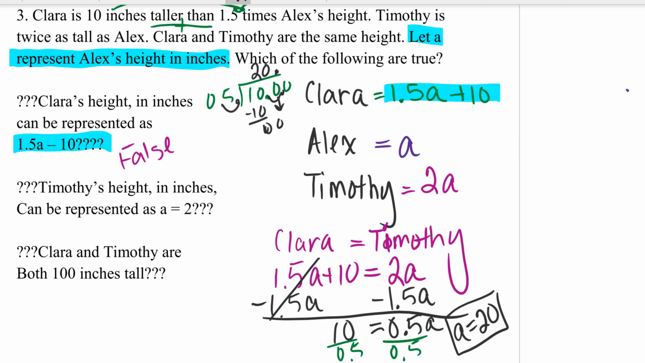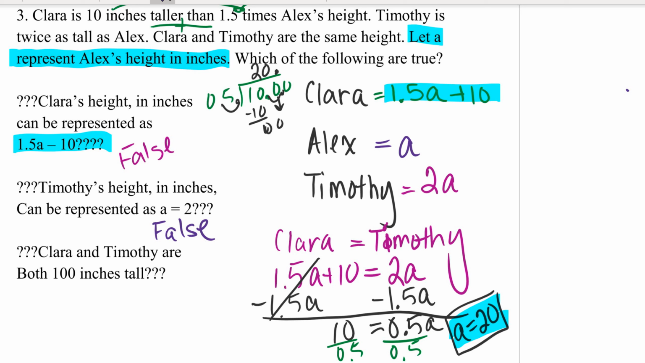The second question, Timothy's height in inches can be represented as A equals 2. Well, look at this down here. We said A equals 20. So this is also a false statement. It's not 2. It should have been 20. If it said 20, then it would be true.